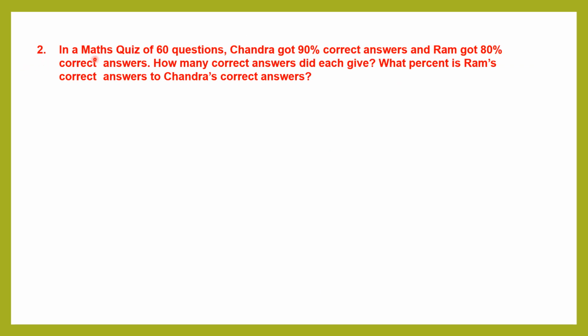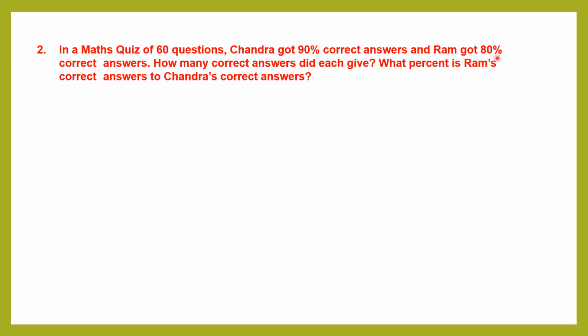Question 2. In a maths quiz of 60 questions, Chandra got 90% correct answers and Ram got 80% correct answers. How many correct answers did each give? And what percent is Ram's correct answers to Chandra's correct answers? Okay, so we have a few questions to answer here. So first of all, understand this is a maths quiz. There are 60 questions. Now, Chandra got 90% correct answers.